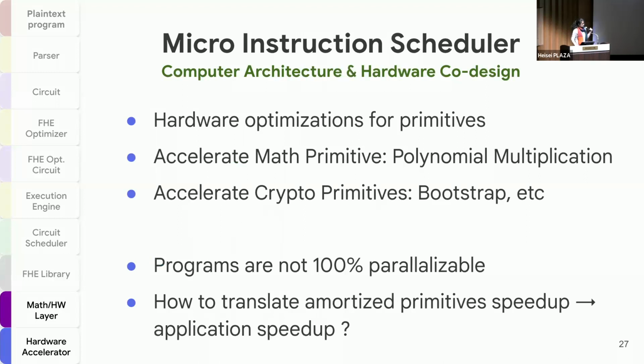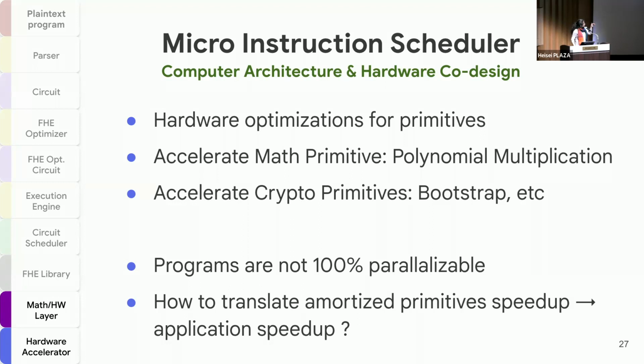And then comes the more interesting part, which I call the micro instruction scheduler. This is the interplay between the FHE library and the physical hardware optimizations that you do. Now, these physical hardware optimizations could be going one layer below the crypto system into the math layer, where in all of FHE, the baseline operation is polynomial multiplication. So if you can accelerate your polynomial multiplication in the hardware, it has massive speed up.